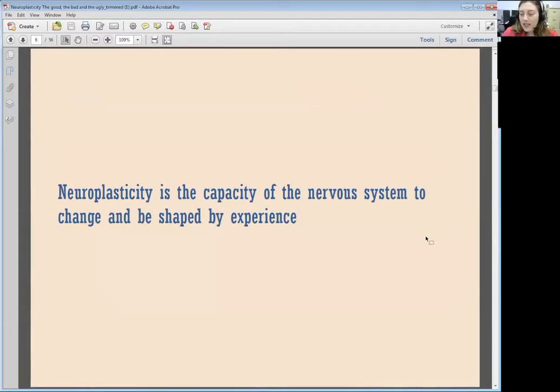So neuroplasticity has no agreed upon definition, and people use this word to mean different things. But I think a common understanding is that neuroplasticity is the capacity of the nervous system to change and be shaped by experience.